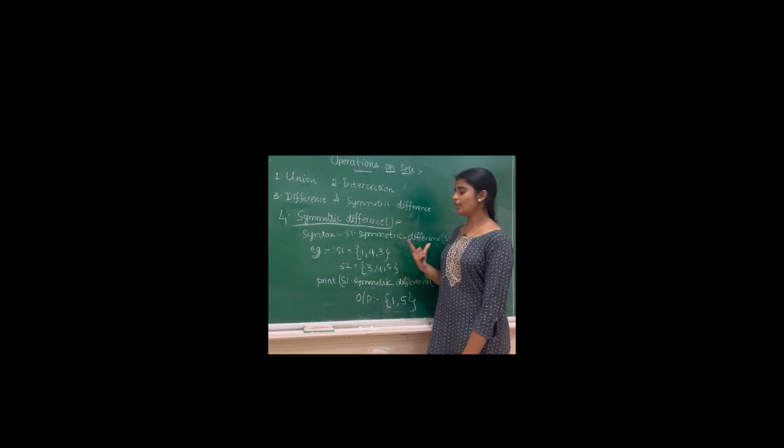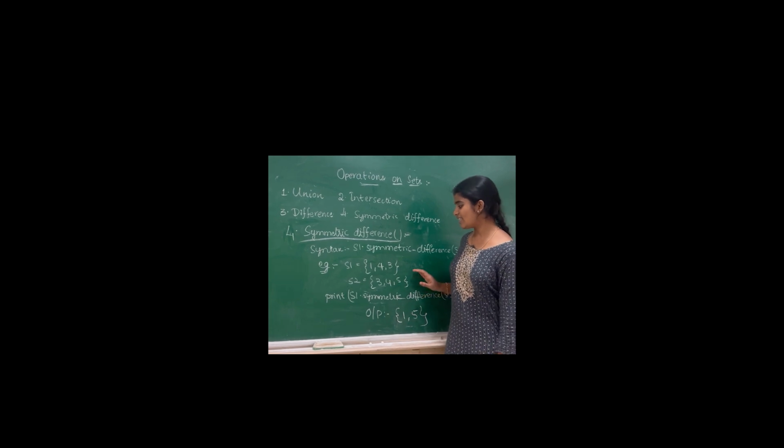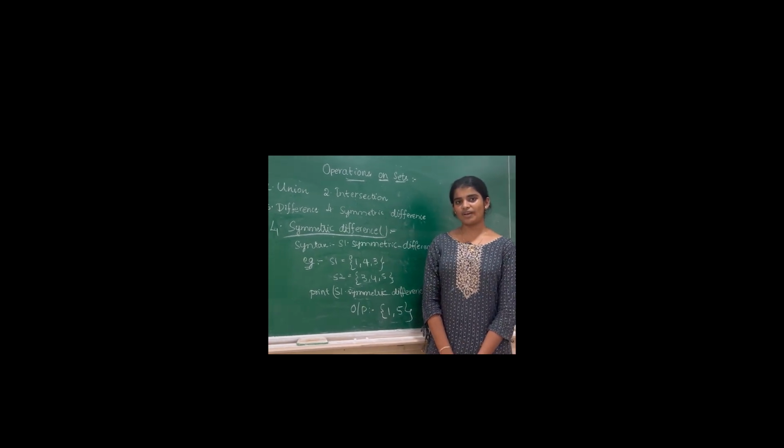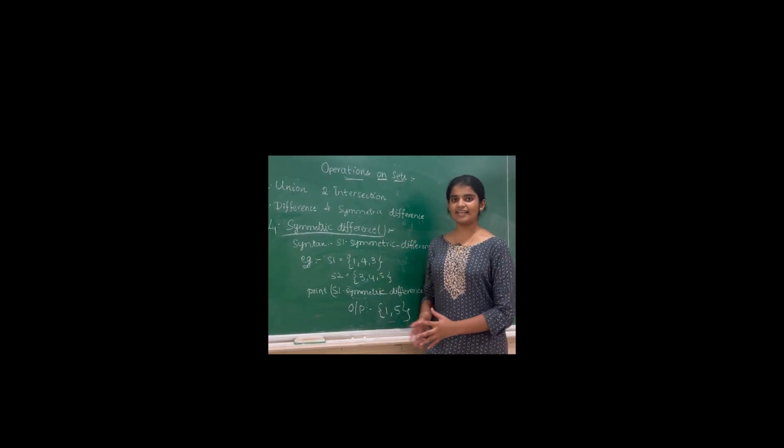Coming to the fourth operation, the symmetric difference, here is the syntax. The first is S1 and we use the word symmetric difference, and in parenthesis we write S2. So here is an example for that. In this operation, what it will do is it will neglect the intersection element and it will print remaining elements of the set.